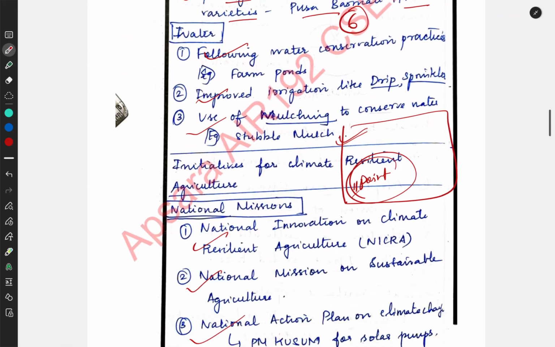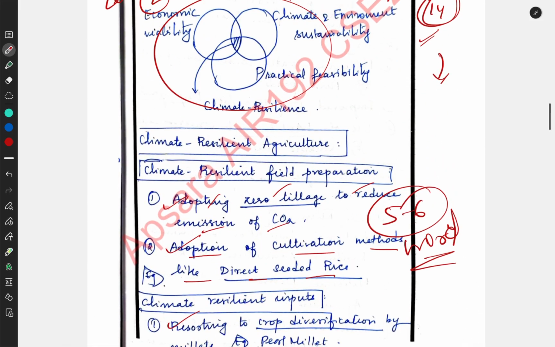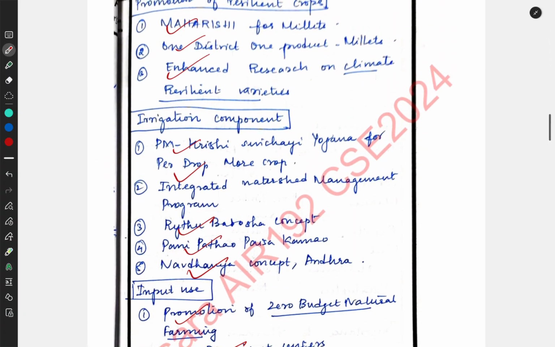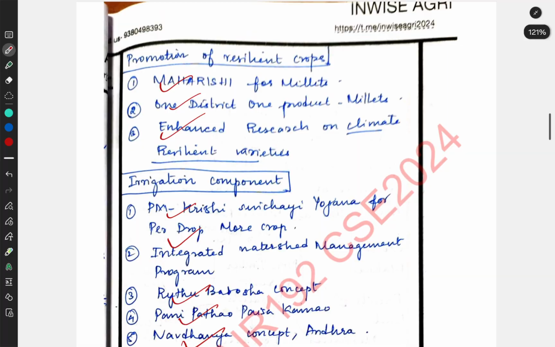Got it? And look here. I told you the previous point, and this is the seventh point. Now, the sixth point I told you about schemes. Look here, schemes. How many schemes has she written? Resilient crops, Maharshi for millets, One District One Product, millets, enhanced research, climate resilient varieties.